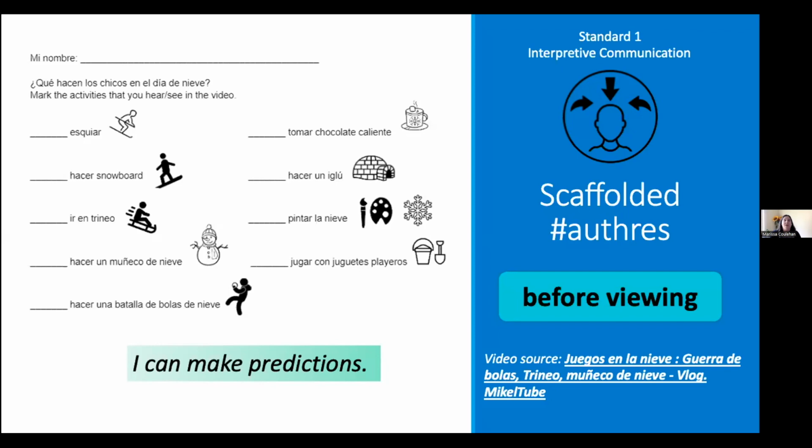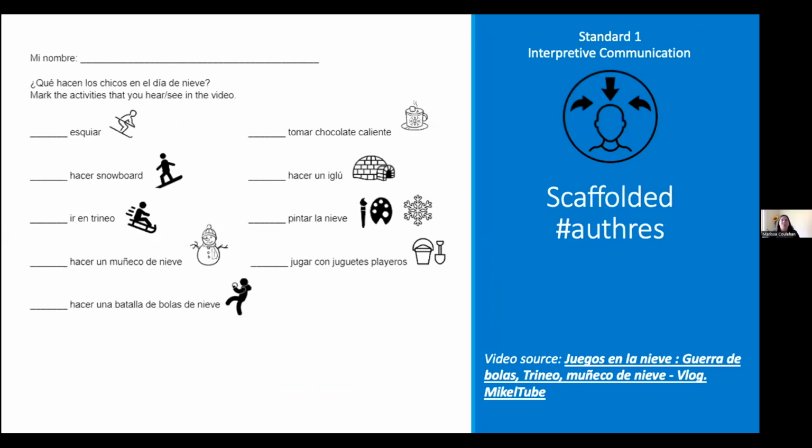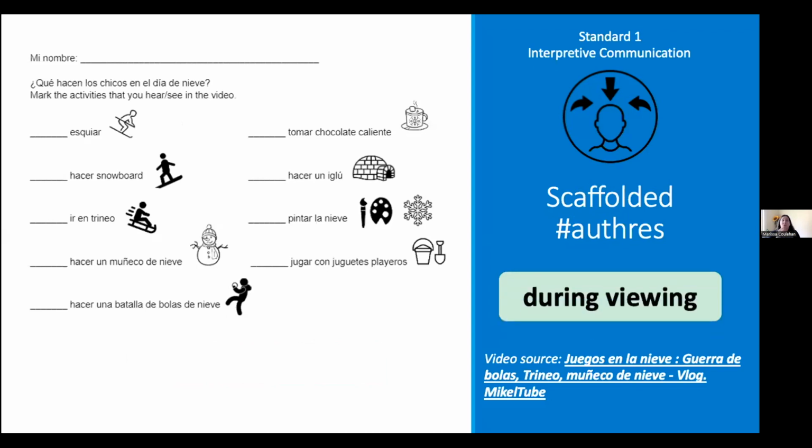So I gave them the picture. If they didn't know the word esquiar, they have a picture here that helps them understand that that word probably means skiing, right? So they make their predictions, and then we continue to it during viewing.